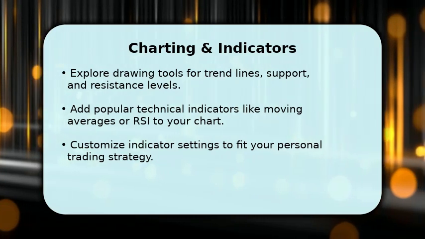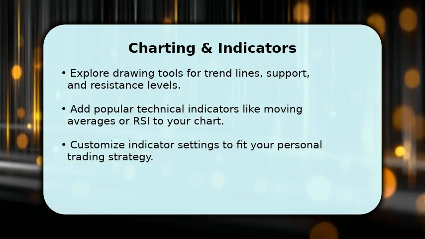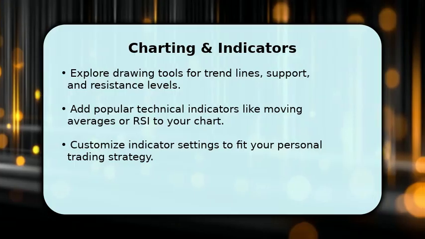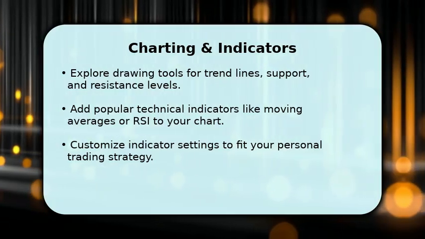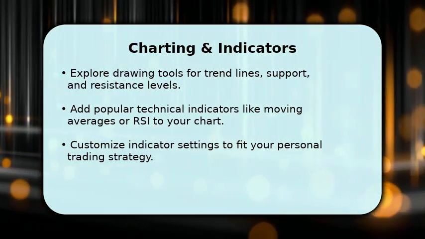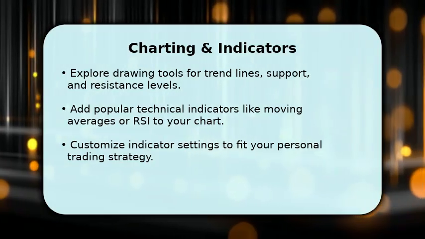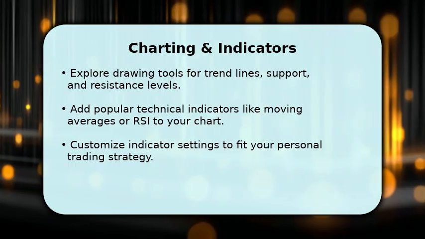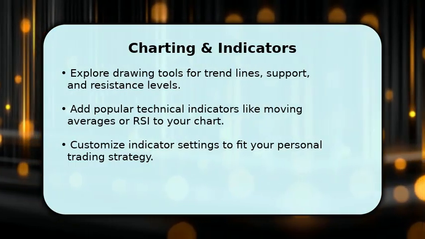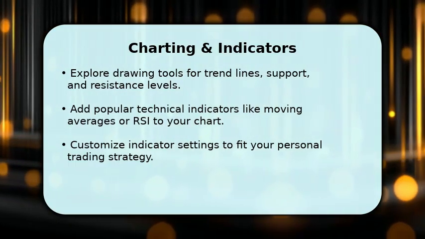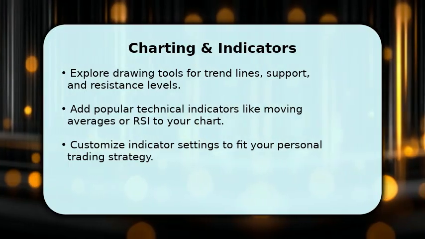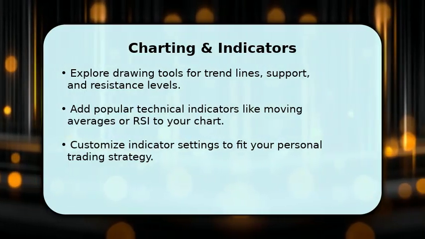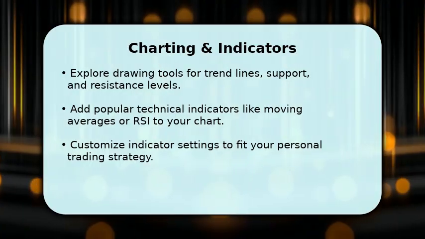Now, let's dive into the powerful charting tools. On the left sidebar, you'll find drawing tools to mark trend lines, identify support and resistance, and even project future price movements. To enhance your analysis, add indicators from the Indicators menu. You can choose from hundreds, like the Relative Strength Index or Bollinger Bands. Remember to adjust their settings to align with your specific trading approach for better insights.